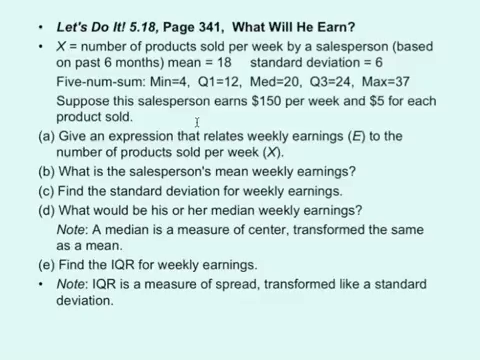So if we were to write that out into a linear function, then we know his earnings are going to be equal to $5 times X, right? Because each X represents the number of products he sold per week, plus his base salary, which is $150 per week if he just sits around and doesn't do a darn thing. Okay, hopefully that makes sense. That's a little bit of algebra there.